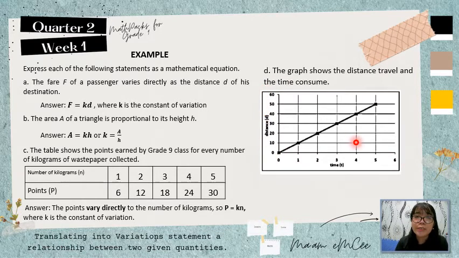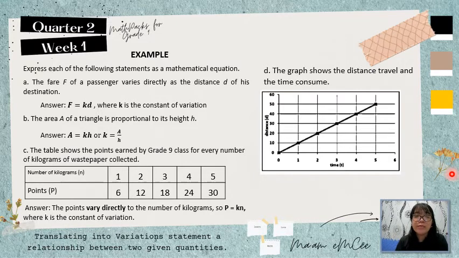So this shows a direct variation, because as the time increases, the distance also increases, or likewise, as the distance increases, our time also increases. But how do we put this into a mathematical equation? Now, is there a number which can be multiplied to 1, 2, 3, 4, 5, and perhaps 6 to get 10, 20, 30, 40, 50, and 60? Okay, so it's 10. So our constant of variation is 10.